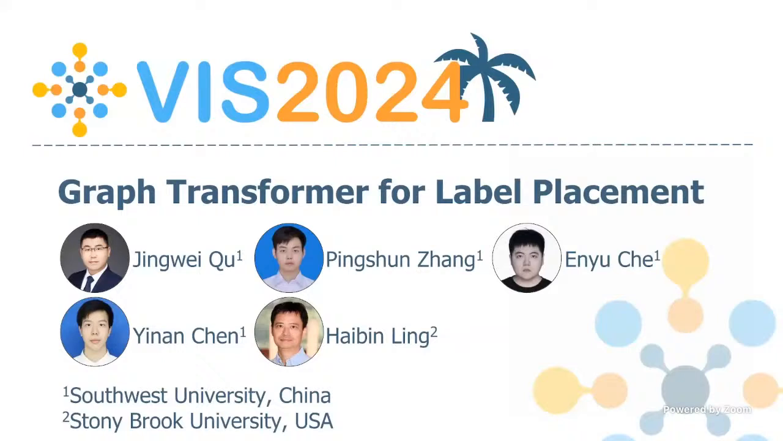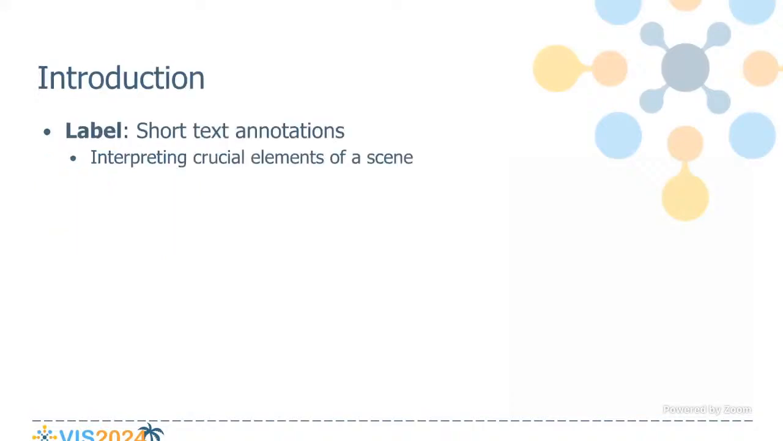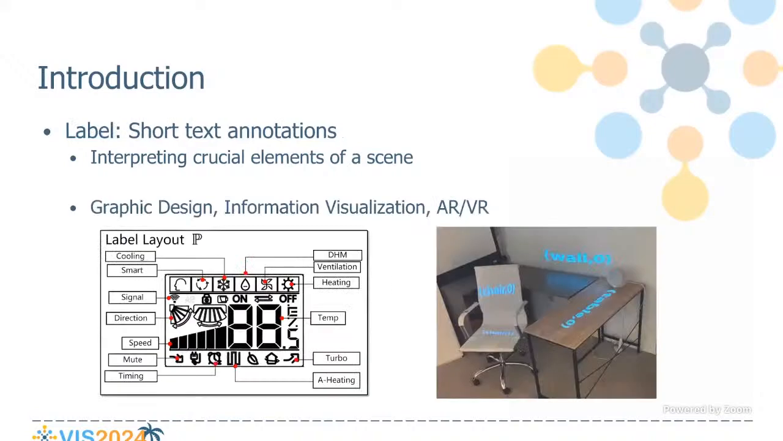Good morning, everyone. I'm Jing, and I'm here to present our research titled Graph Transformer for Label Placement. Thank you for the opportunity to share our findings with you today. I will introduce our work from 5 aspects. Short text annotations, typically referred to as labels, are a popular approach to interpreting crucial elements of a scene and have been extensively utilized in graphic design, information visualization, and AR/VR.